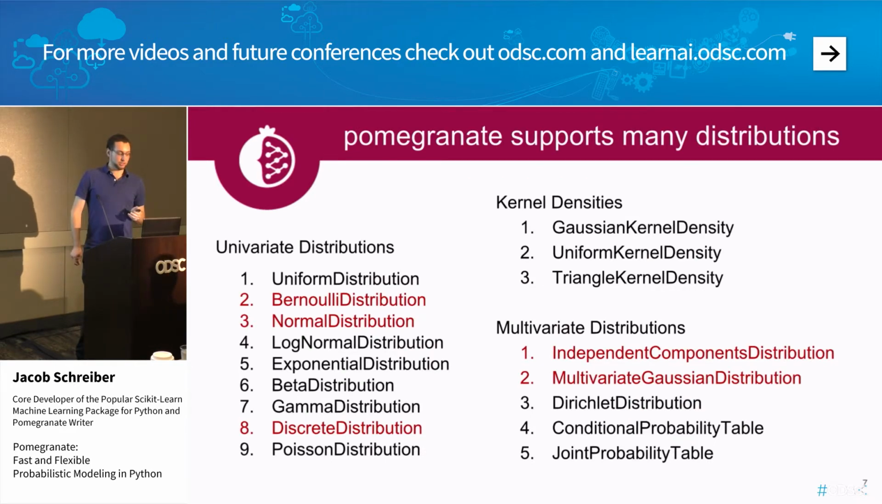There are many distributions that are currently built into Pomegranate, but you can also build your own custom distributions and allow them to work. I've highlighted in red the ones that I think are the most relevant, the ones that are the most used. You have Bernoulli distributions over binary data. You have normal distributions, which are classically used. You have discrete distributions over categorical data. And then for multivariate distributions, there's the multivariate Gaussian distribution that's commonly used, and independent components distribution, which allows you to model each one of your features using a different independent univariate distribution.